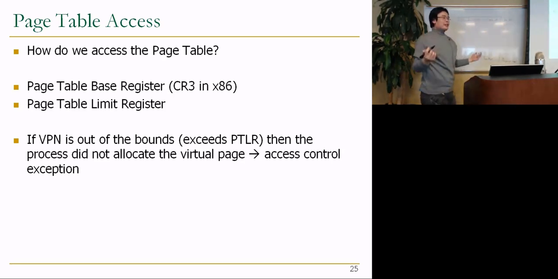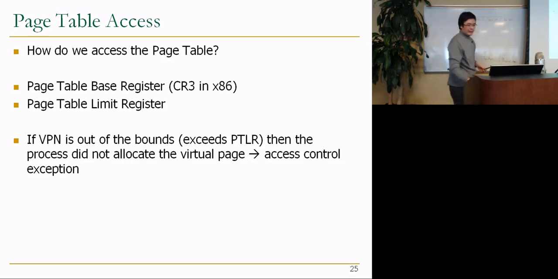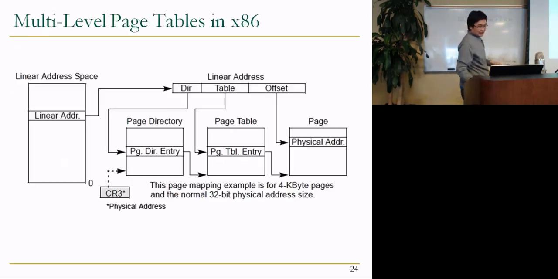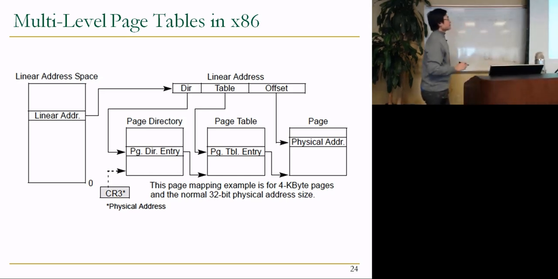The first thing you need is the page table base register, which is this information. First of all, you have the directory that can be used to index where the page table is in the page directory. So you have the page directory.